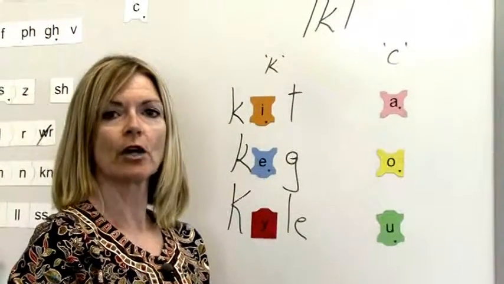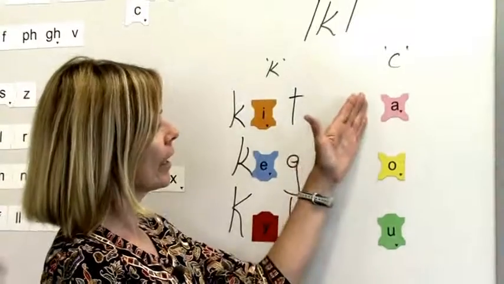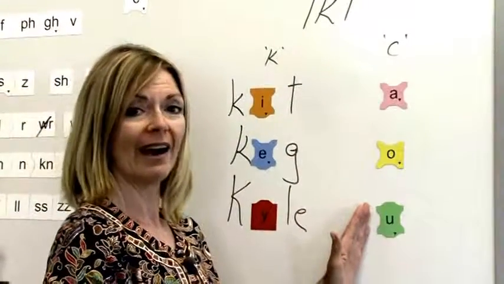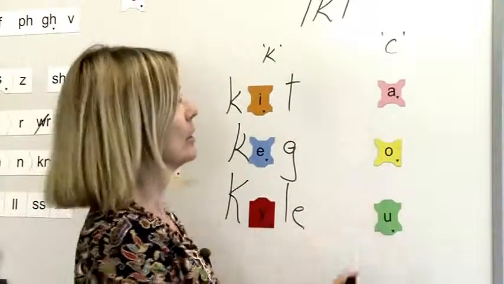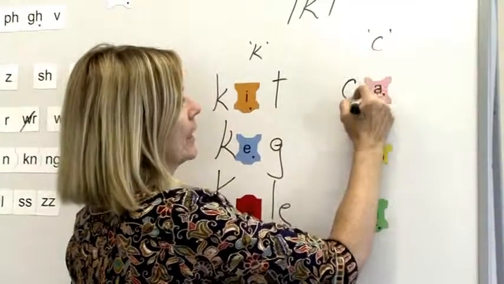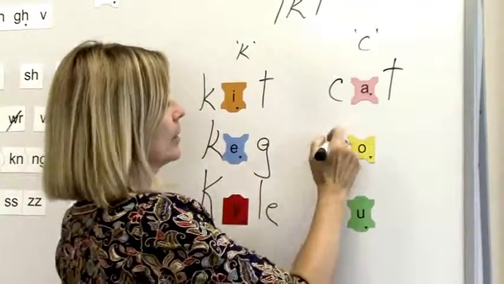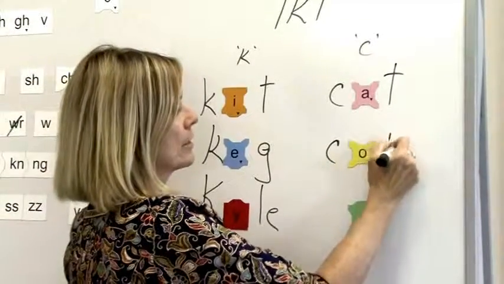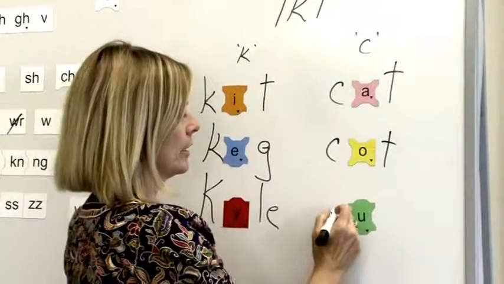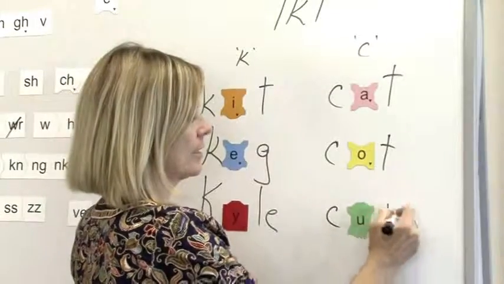And if we want the sound K before A, O, or U, we have to use the letter C. So now we would have k-at, cat, k-ought, caught, k-ut, cut.